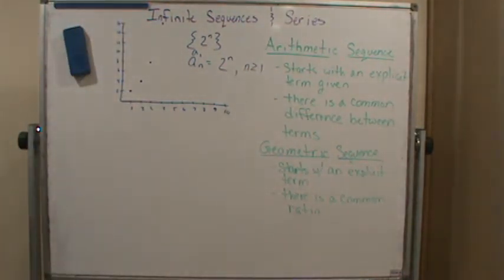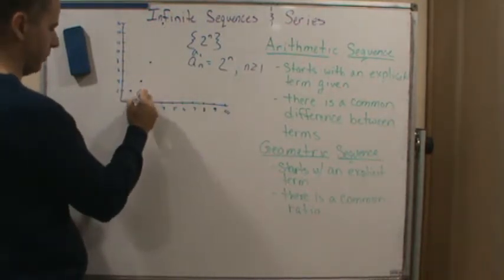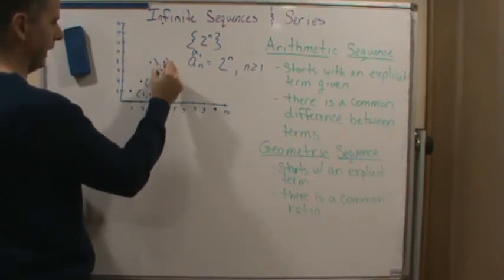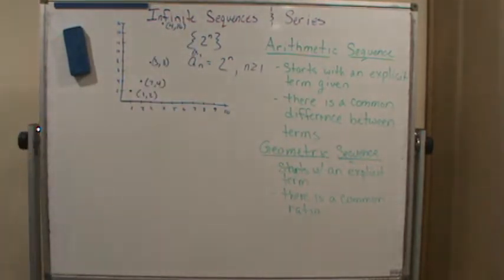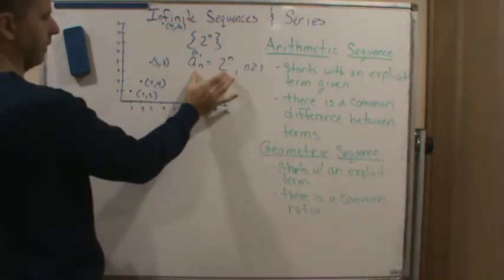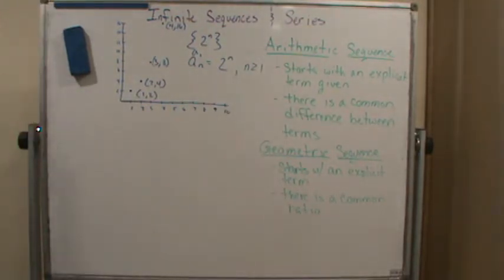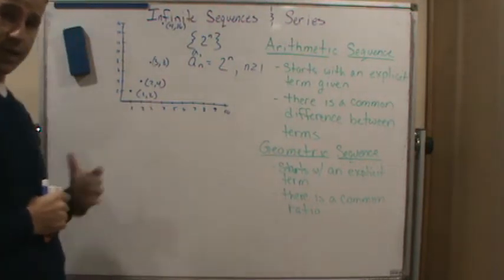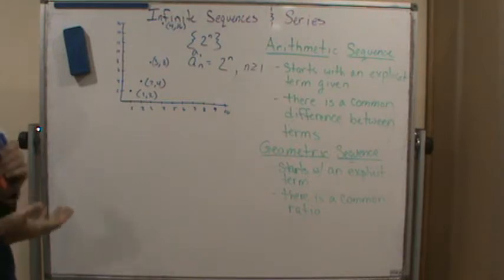So here's a graph of the function. Each dot represents a term, so for example, this is 1, 2, 2, 4, 3, 8, and then way up here is 4, 16. So this graph represents the sequence 2 to the n for n greater than or equal to 1. This is going to be important graphically later, when we get to divergence and convergence and when we start talking about limits of sequences.